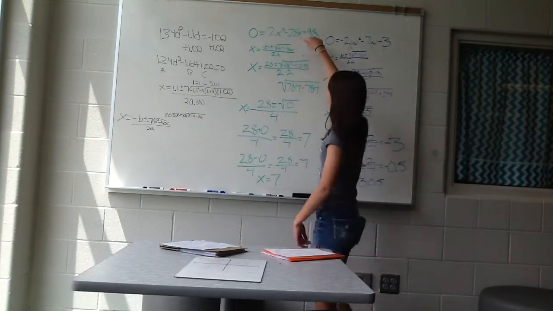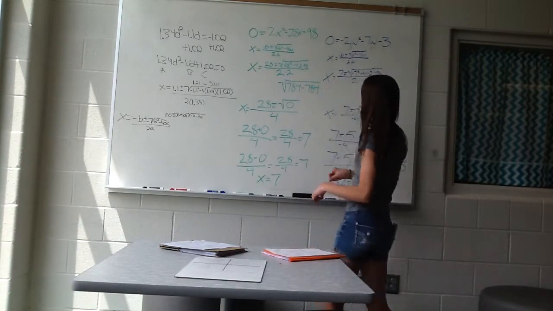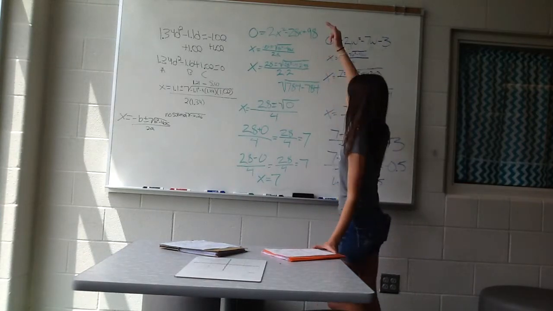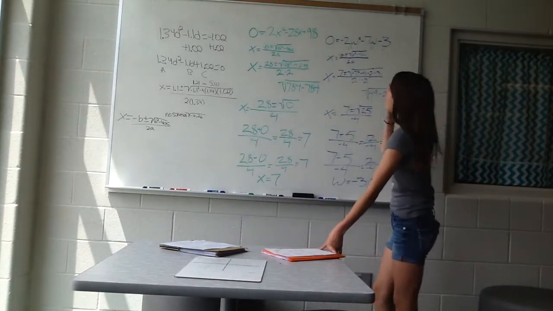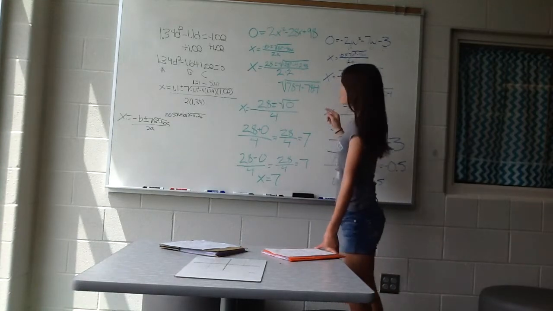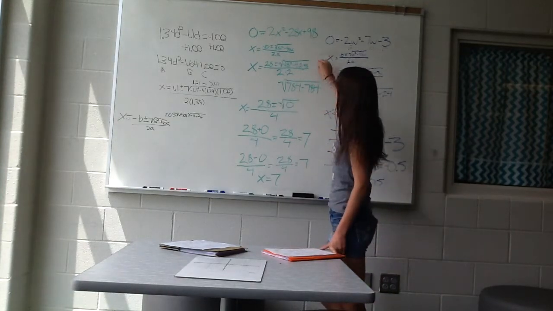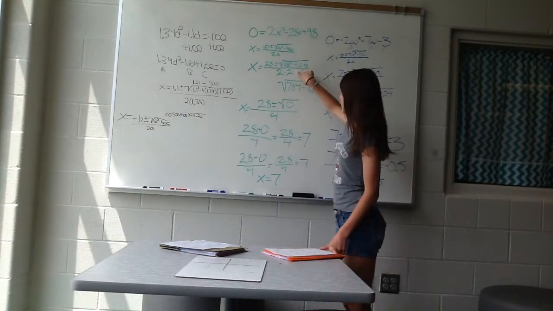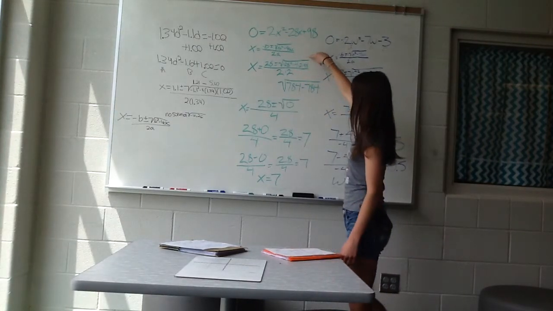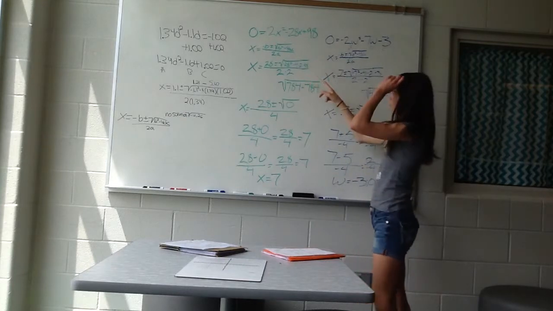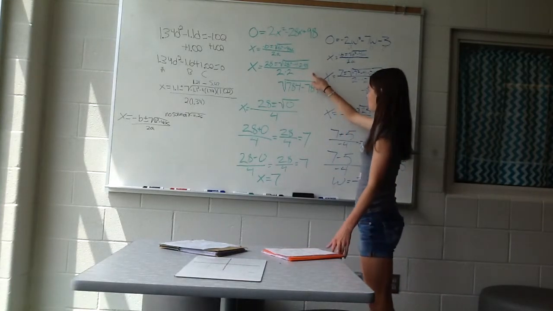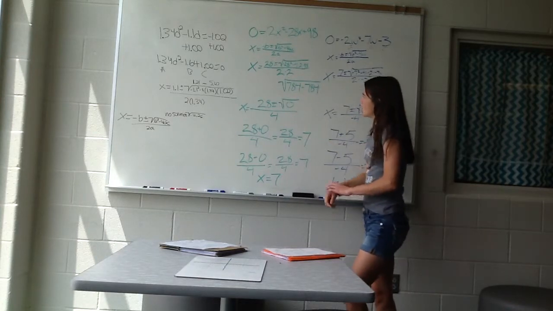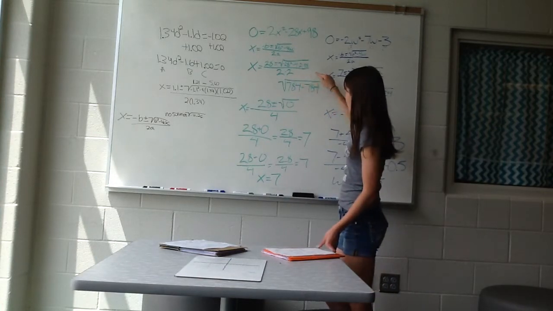So 0 equals 2x squared minus 28x plus 98. And you have to plug that into negative b plus or minus the square root of b squared minus 4ac over 2a, which whenever you plug that in, it's 28 plus or minus the square root of negative 28 squared minus 4 times 2 times 98, and it's over 2 times 2.